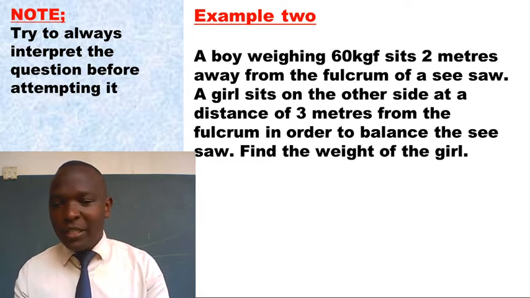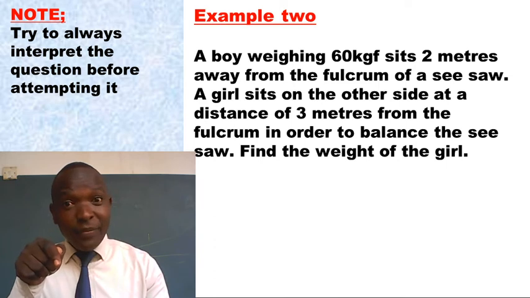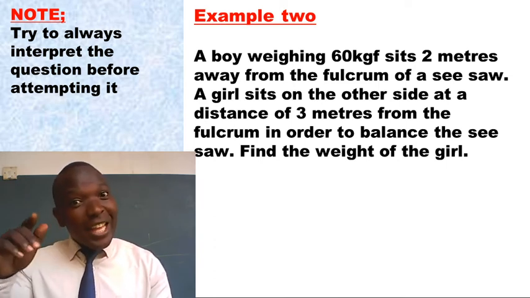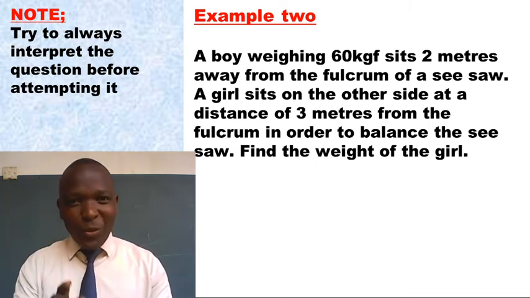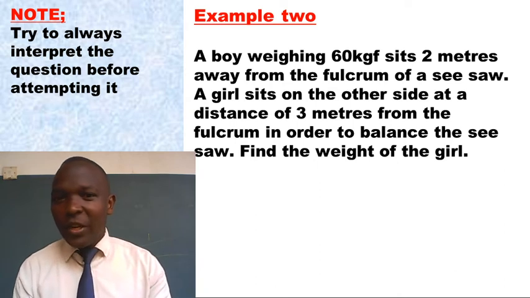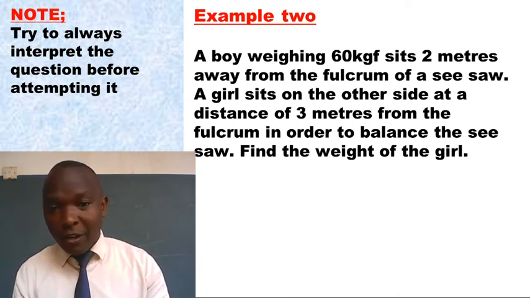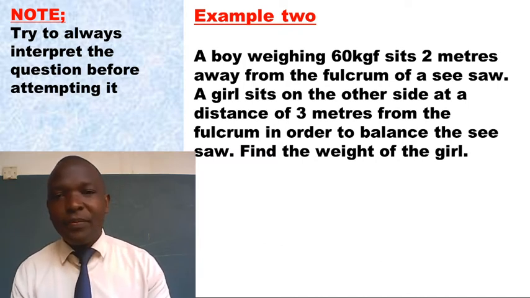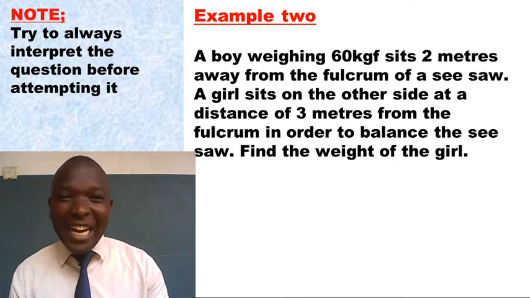He's sitting 2 meters from the pivot, and this boy is 60 kilogram force. On the other side, or on the anti-clockwise side, who is there? A girl. What are they saying? A girl sits on the other side at a distance of 3 meters from the fulcrum in order to balance the seesaw. Find the weight of the girl.